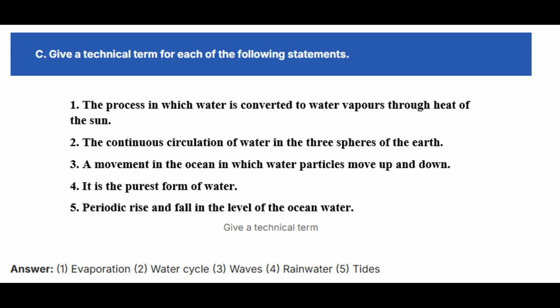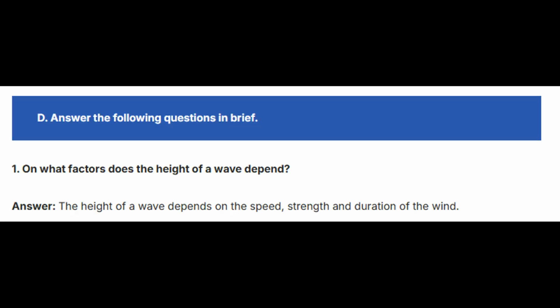Answer: first, evaporation. Second, water cycle. Third, waves. Fourth, rainwater. Fifth, tides. D. Answer the following questions in brief. First, on what factors does the height of a wave depend? Answer. The height of a wave depends on the speed, strength, and duration of the wind.